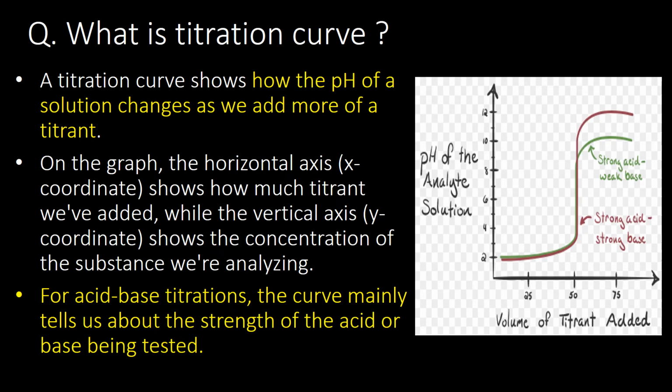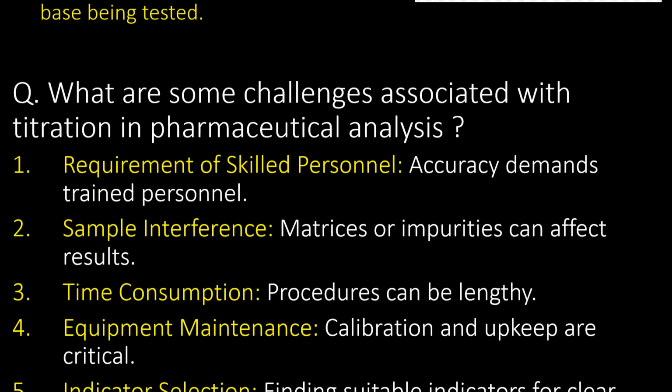What is titration curve? A titration curve shows how the pH of a solution changes as we add more of a titrant. On the graph, the horizontal axis, that is x coordinate, shows how much titrant we have added, while the vertical axis, that is y coordinate, shows the concentration of the substance we are analyzing. For acid-base titrations, the curve mainly tells us about the strength of the acid or base being tested.